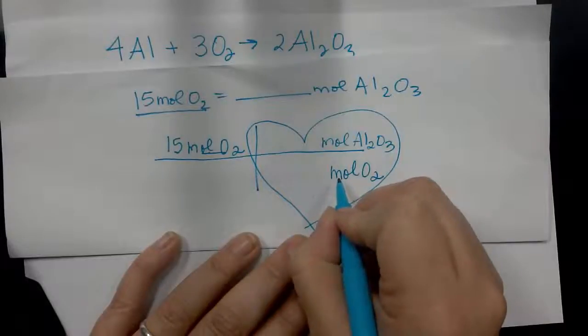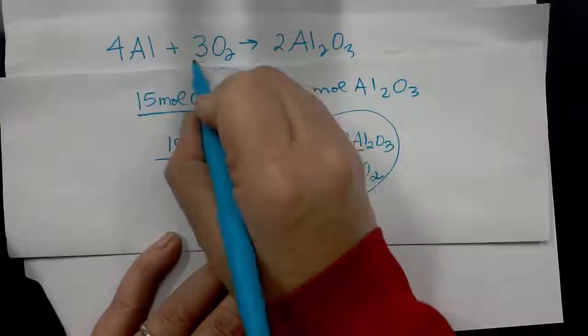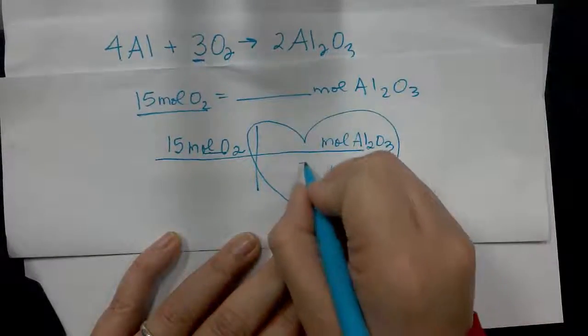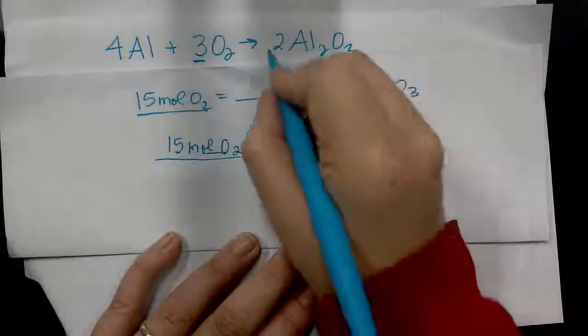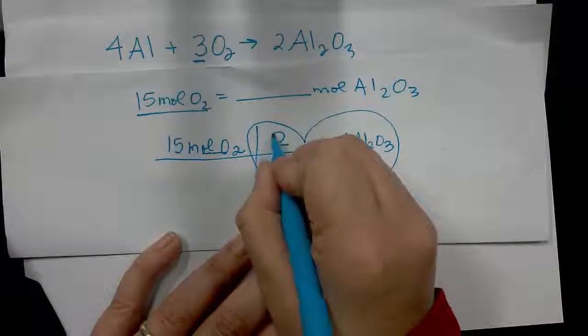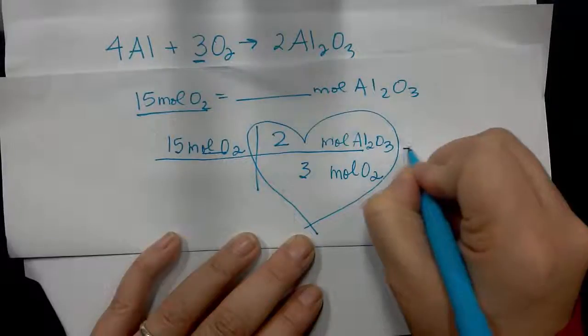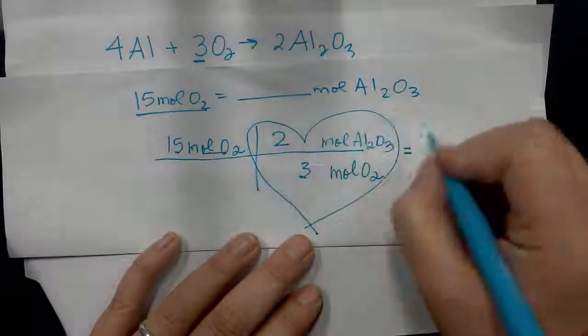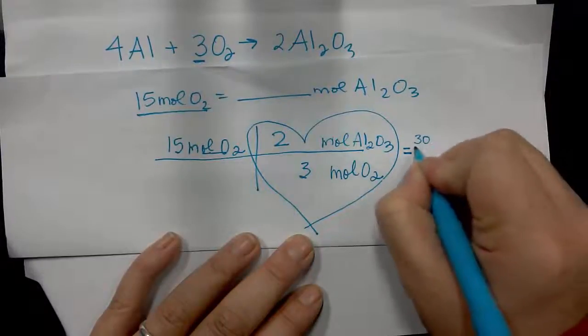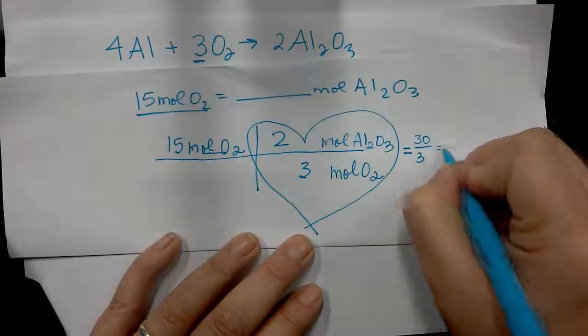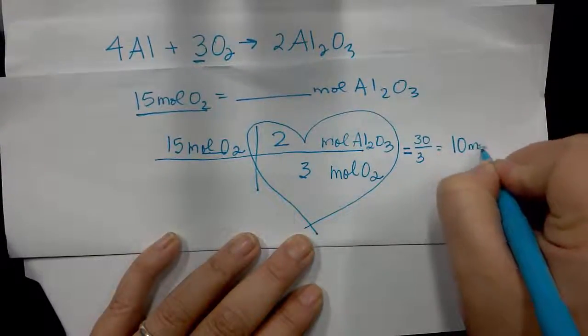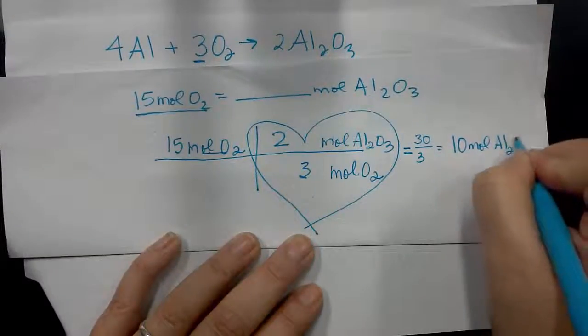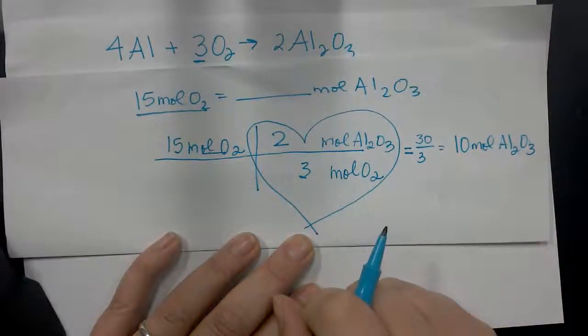So you're going to look for the moles of O2, you just look at the number right in front of O2, and that's a 3. For the moles of Al2O3, that's a 2. So you're going to multiply straight across. 15 times 2 is 30. You're going to divide that by the 3 on the bottom. So you're going to have 10 moles of Al2O3.